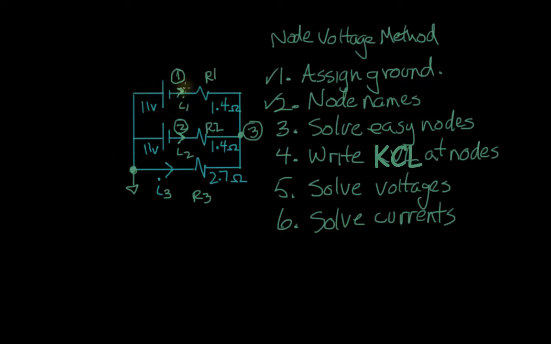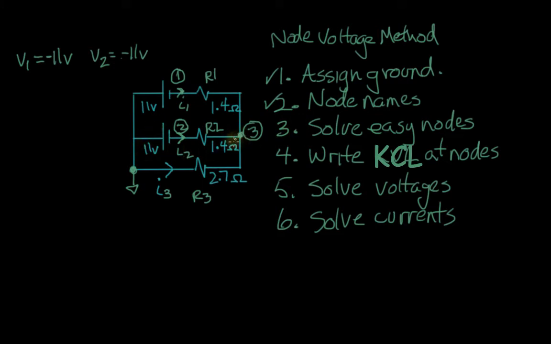So right off the bat, we can say we know V1. This is an easy node. V1 equals 11 volts. Actually, minus 11 volts. This point here is 11 volts below the reference node. So immediately we know it's at minus 11 volts. And the same is for V2. V2 equals minus 11 volts. Those are the easy nodes.